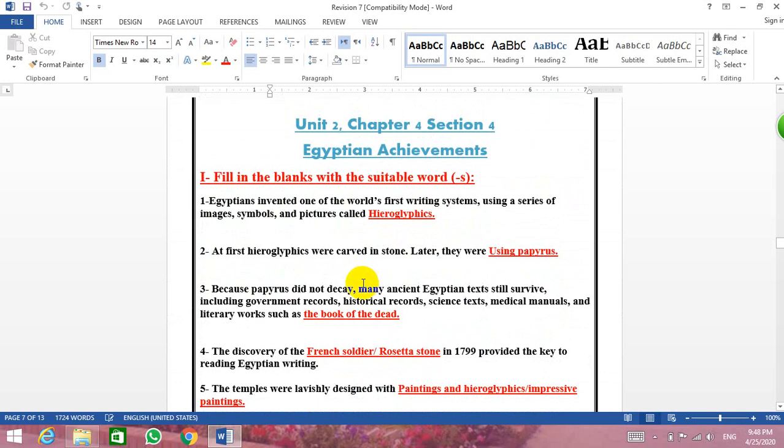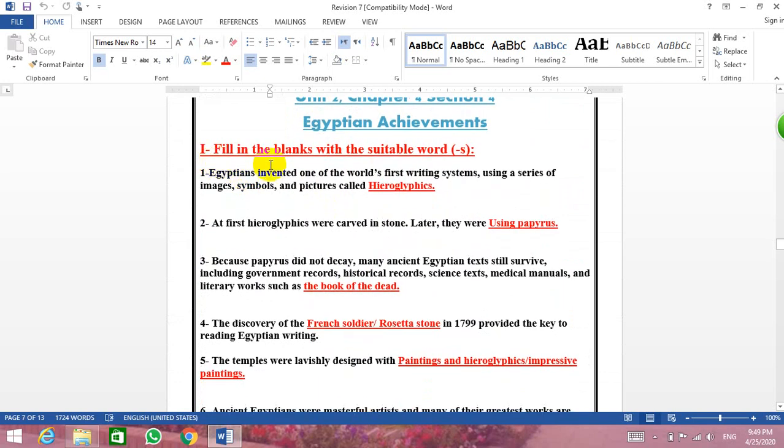Here we have our second lesson, that is Unit 2, Chapter 4, Section 4, Egyptian Achievements. Question 1 is filling in the blanks. Number 1. Egyptians invented one of the world's first writing systems using a series of images, symbols, and pictures. What is this system called? Hieroglyphics.